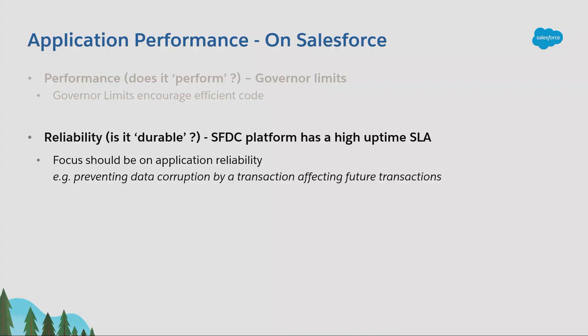In Salesforce, reliability you just get because it's built into the platform. But when we talk about reliability for an application in Salesforce, it means that the application built on Salesforce is reliable, which means, as an example, you don't corrupt the data. Each transaction doesn't corrupt the data, which would affect the subsequent transaction. So we talk in terms of application reliability and not in terms of platform reliability.